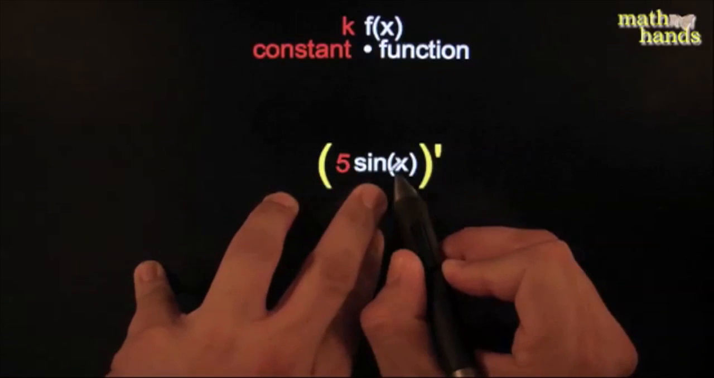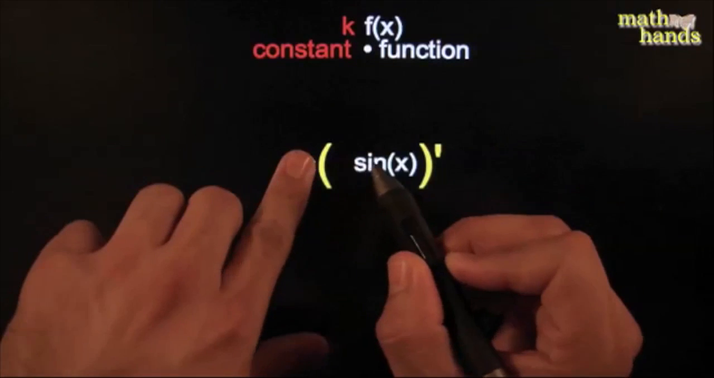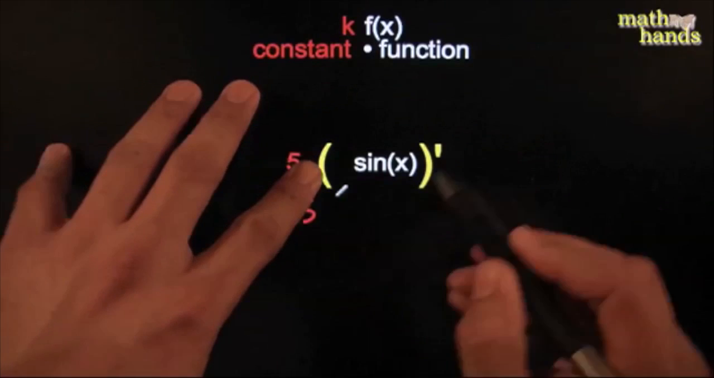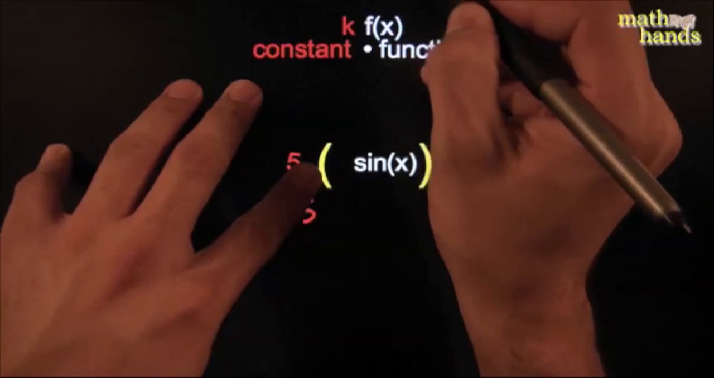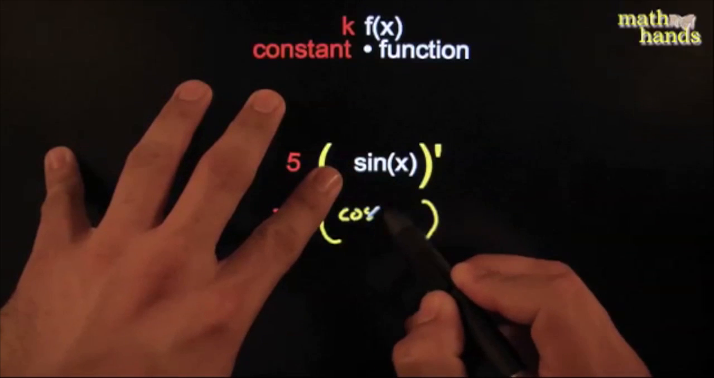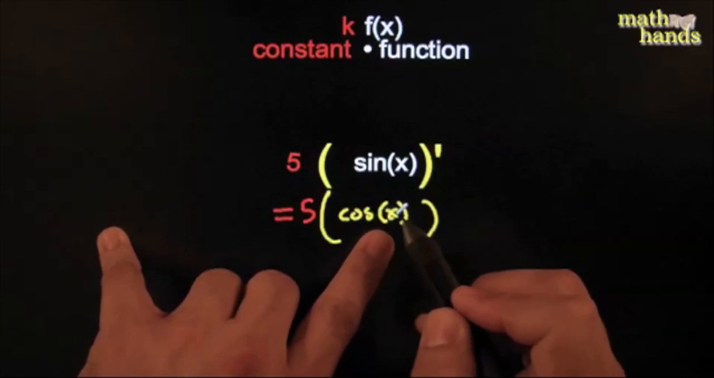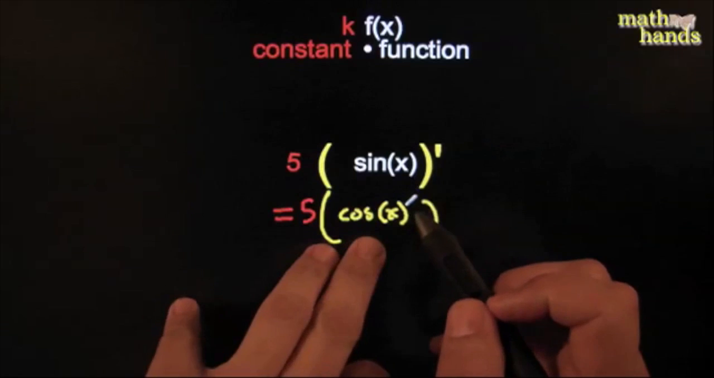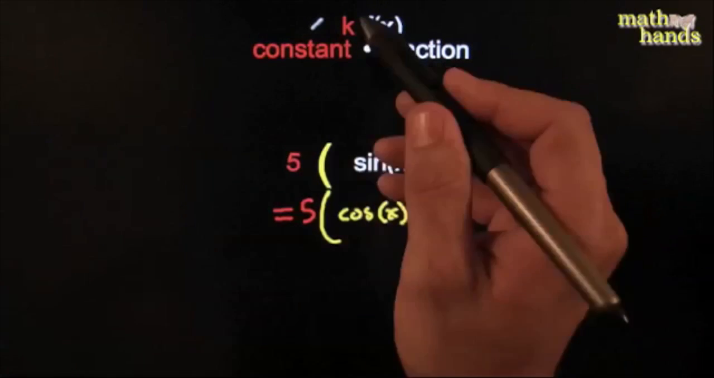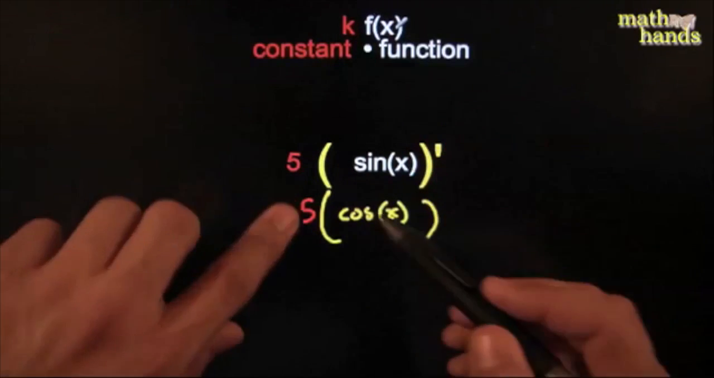If you have 5 times sine x, the principle is that you could take this 5 and not even worry about it. Leave it out of the derivative business and just worry about the derivative business here. And of course, the derivative of sine x is cosine x. Oh, this was a nice problem last time, and hopefully you did something like that for homework. Super famous. So the constant is pretty easy. You just don't even worry about it. You figure out the derivative of the function and then put the constant later.